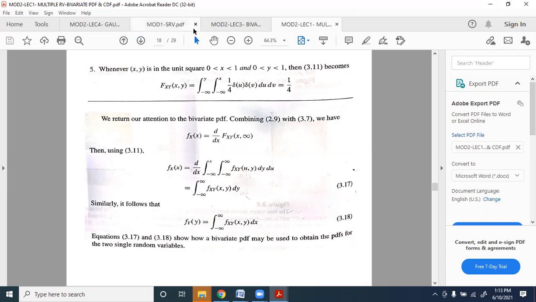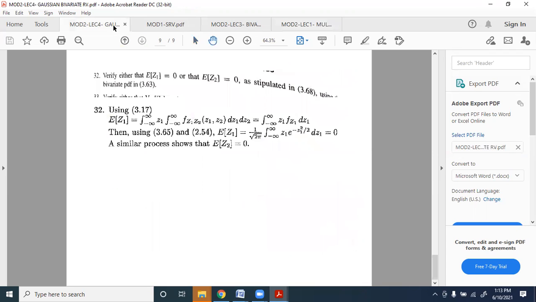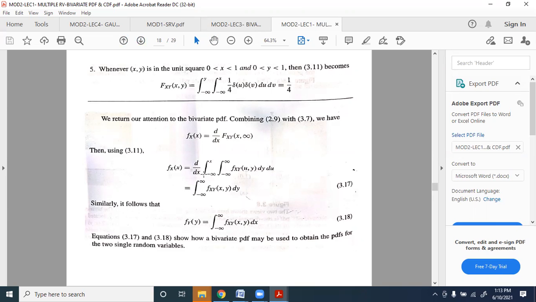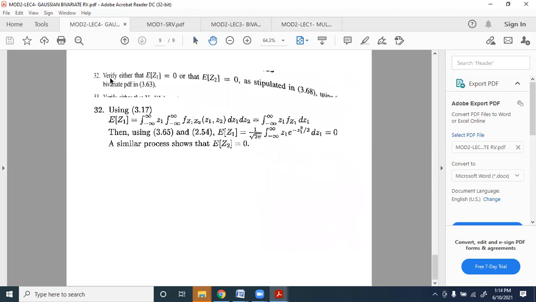Okay, so if we take it with respect to this, then we will get E of Z1 is equal to the integral from minus infinity to infinity of Z1. This is 3.17, and 3.17 is here, right? Corresponding to that, we'll get E of Z1 is equal to the integral of Z1 times the integral of f of Z1, Z2 dZ1 dZ2. Okay, that will give us Z1 f_Z1 dZ1.